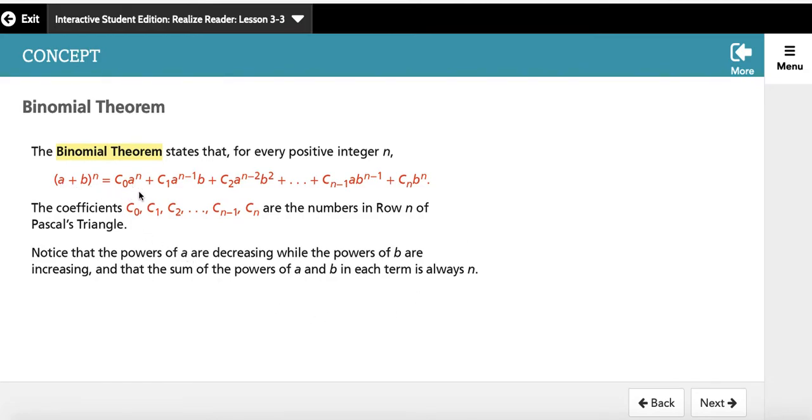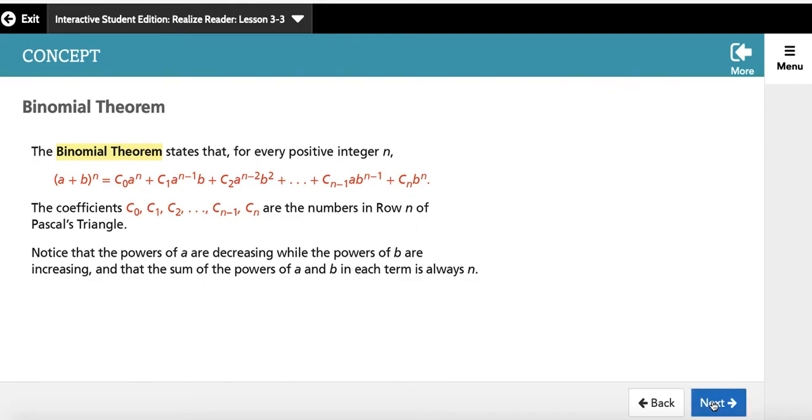And when you expand, a starts off with the nth power, and then it decreases, minus 1, minus 2, minus 3, all the way down until you don't have any a value at all. And the b values start off with the 0 power, and then they go up in powers, b to the 1, b to the 2, 3, 4, and so forth.